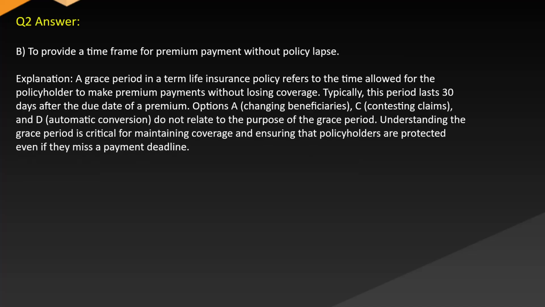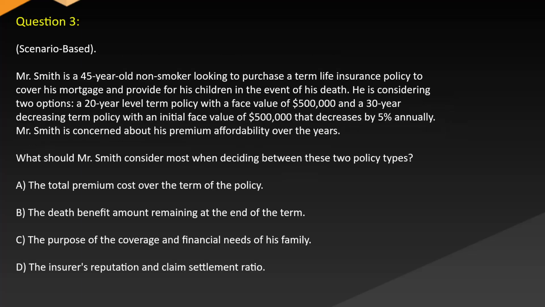Answer: B. To provide a time frame for premium payment without policy lapse. Explanation: a grace period in a term life insurance policy refers to the time allowed for the policyholder to make premium payments without losing coverage. Typically, this period lasts 30 days after the due date of a premium. Options A, changing beneficiaries, C, contesting claims, and D, automatic conversion, do not relate to the purpose of the grace period. Understanding the grace period is critical for maintaining coverage and ensuring that policyholders are protected even if they miss a payment deadline.